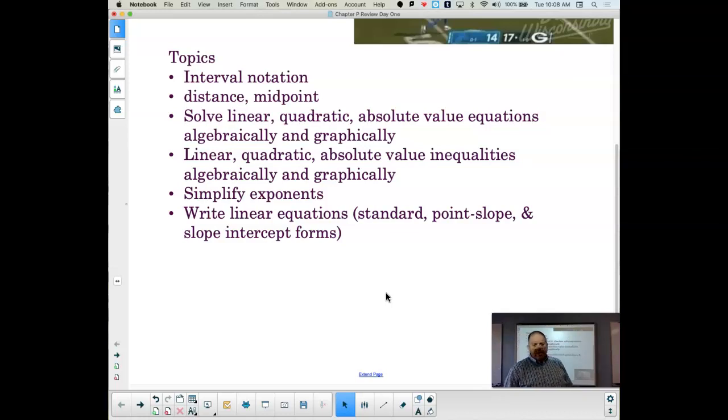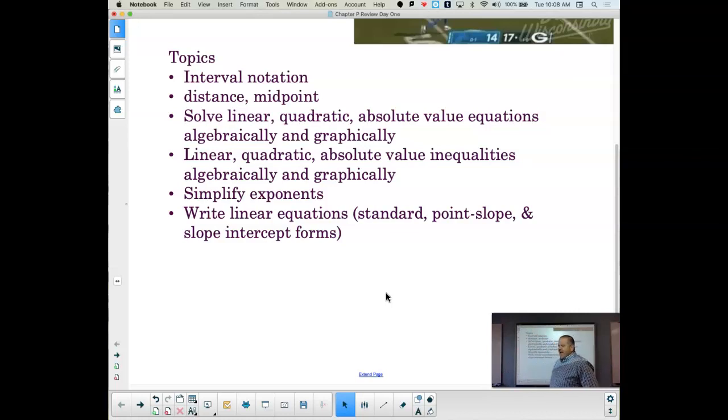Solving linear, quadratic, and absolute value equations. How you choose to solve them is totally up to you. If you choose to do it graphically or algebraically, that's fine. There are no "you have to do it this way" type of questions on the test. Okay? It's wide open for you to do it however you choose. Likewise with the inequalities, same thing. It's going to be however you choose to solve it on your own. All of the answers will be the same. Okay?